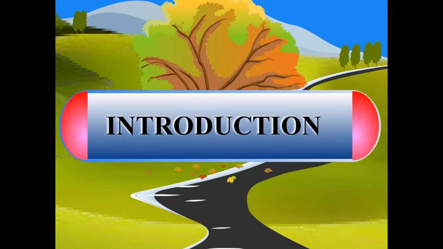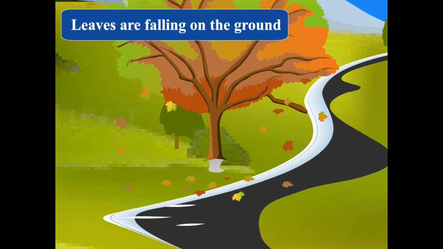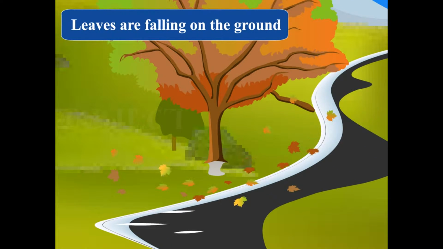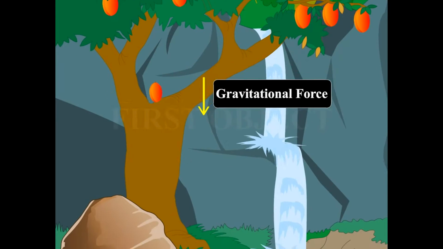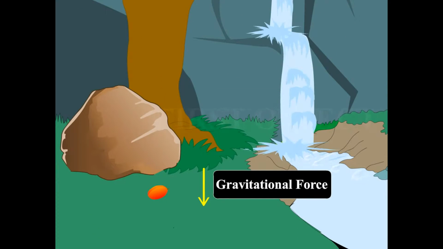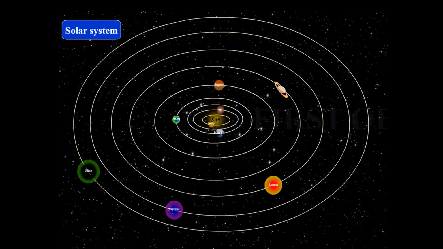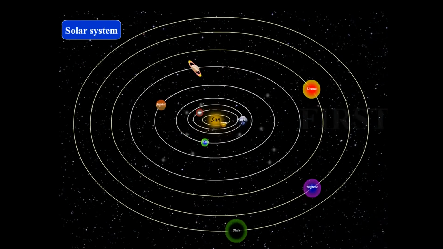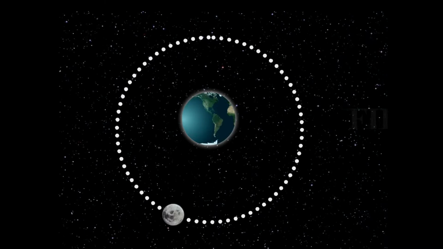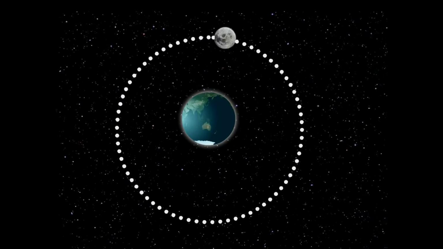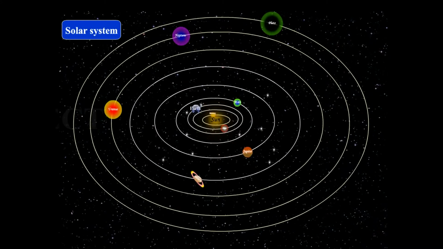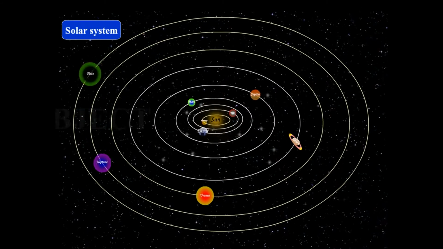Introduction. We have learned that a force is needed to change the speed or the direction of motion of an object. We always observe that an object dropped from a height falls towards the earth. We know that all the planets go around the sun. The moon goes around the earth. In all these cases, there must be some force acting on the objects.